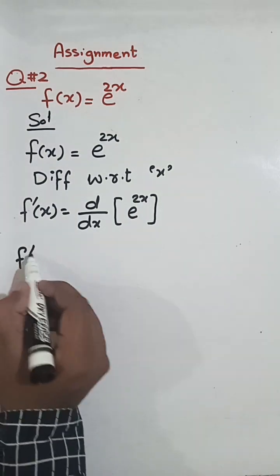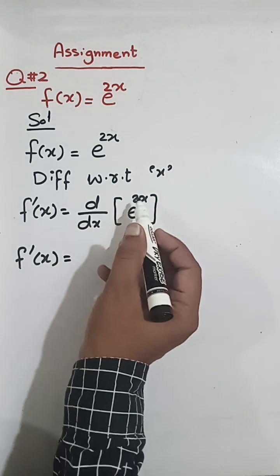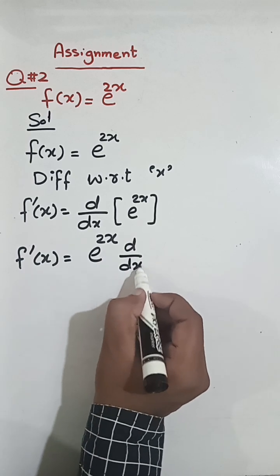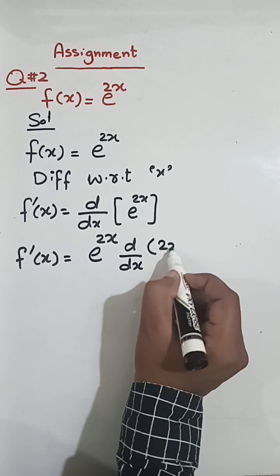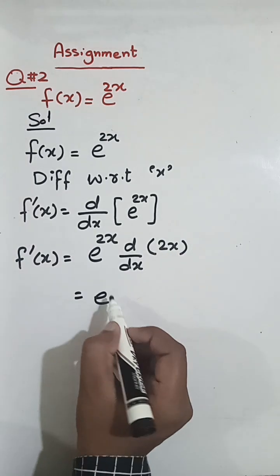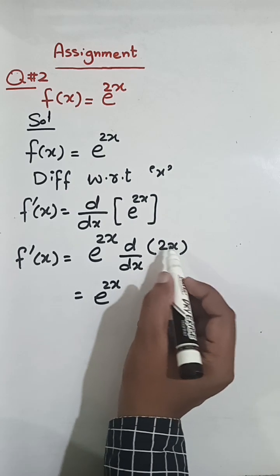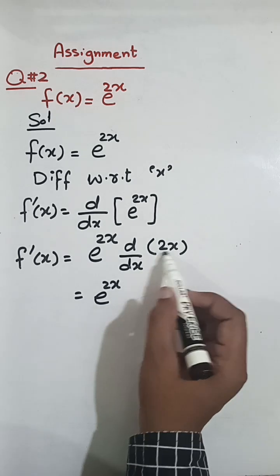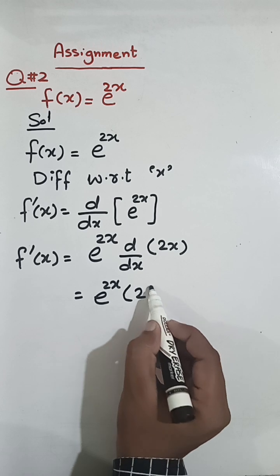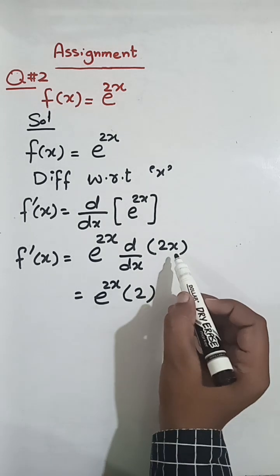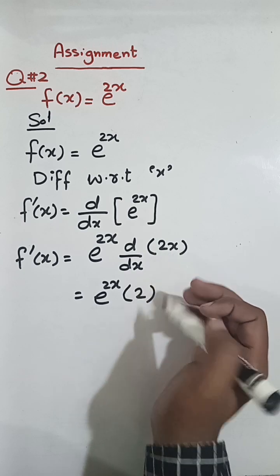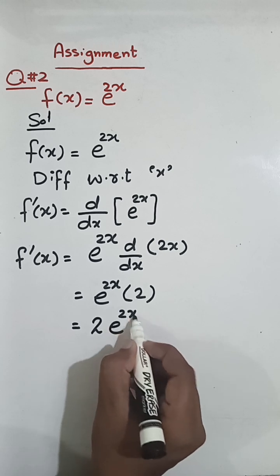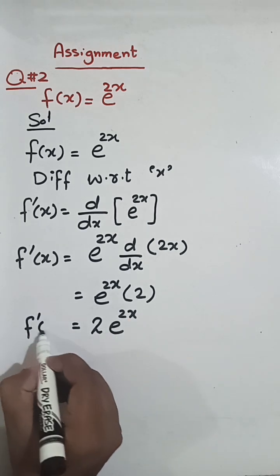Again the derivative of e raised to power 2x is e raised to power 2x into the derivative of the power. So what is the power? It is 2x. Very true. Now what is the derivative of 2x? As we studied in our previous classes, the derivative of 2x is 2. Why is it 2? Because the derivative of x is 1, so 1 into 2 is 2, and finally we can write f prime x as 2 e raised to power 2x.